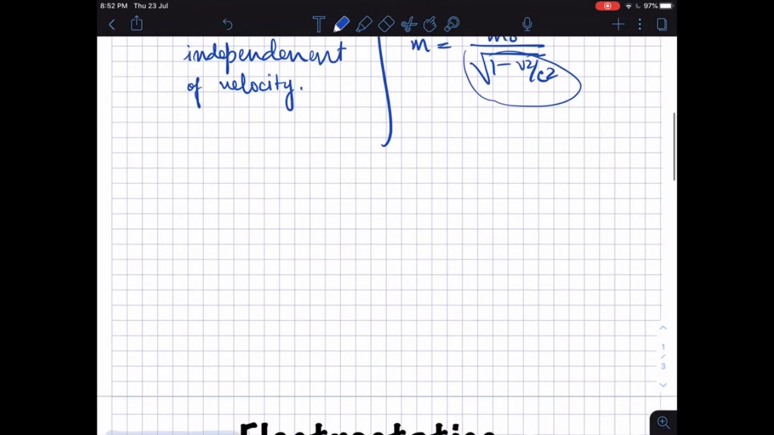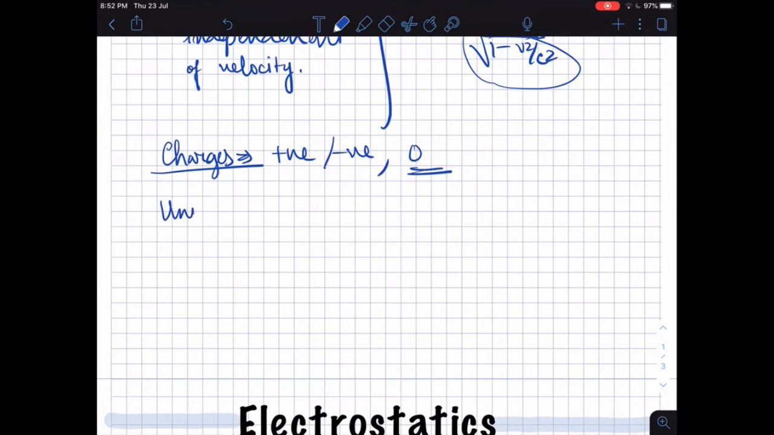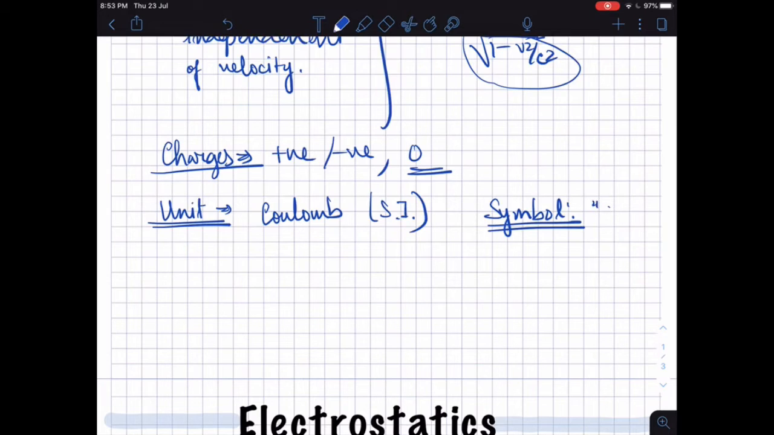Now charges can be of two types, positive and negative, and they can also take zero values. The unit of charge is coulomb. This is the SI unit of charge, and the symbol we use to represent charge is Q.